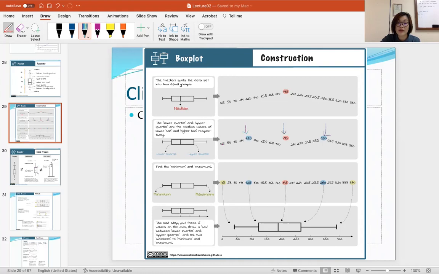Okay, so once you have it, then you look at the minimum. In this case, 45 is the minimum, and 380 is the maximum. Okay, so now we are ready to draw the box plot. This is the simplest one. So I have the lower quartile, 125. I have the median. I have the upper quartile. I have the maximum and the minimum. And then I draw the range out. Okay?